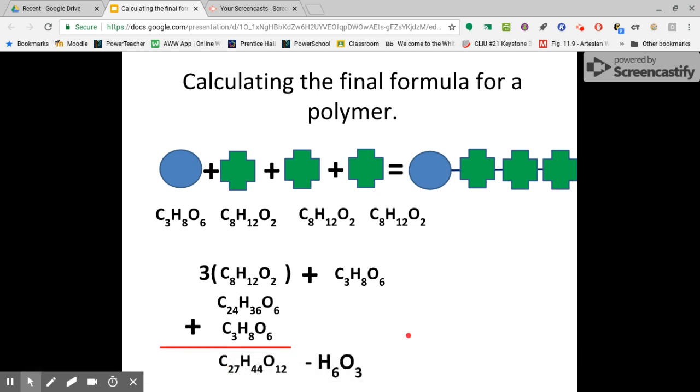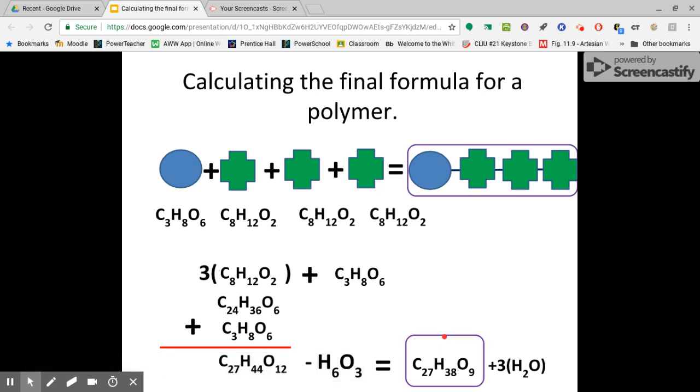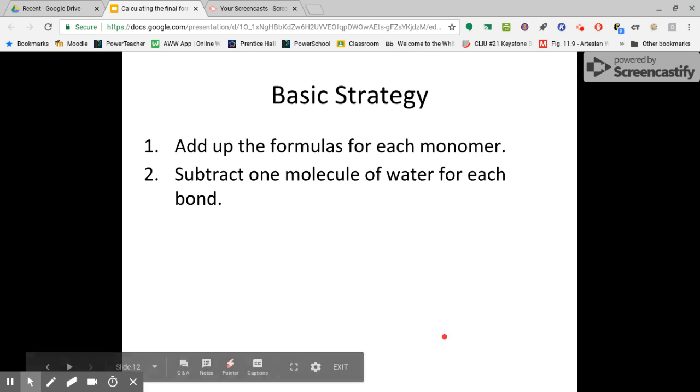Okay, so C27H44O12 minus my water gives me my final formula of C27H38O9. So again, I added up all of my monomers, subtracted out the water, 1 molecule of water for each bond. There is my final formula. And 3 H2O would be a product there. So there are the final formulas. I outlined them in purple. So your basic strategy: always add up the formulas for each individual monomer, then subtract out 1 molecule of water for each bond that you make.